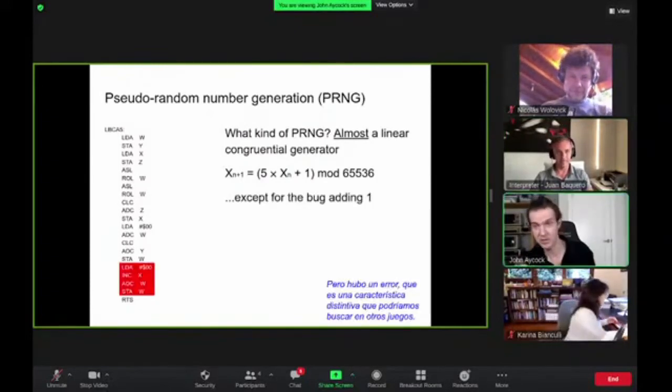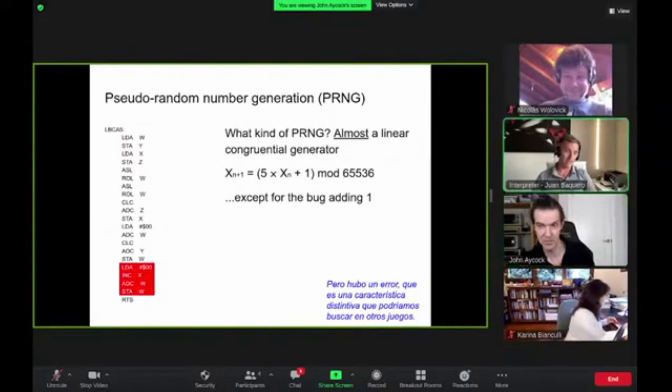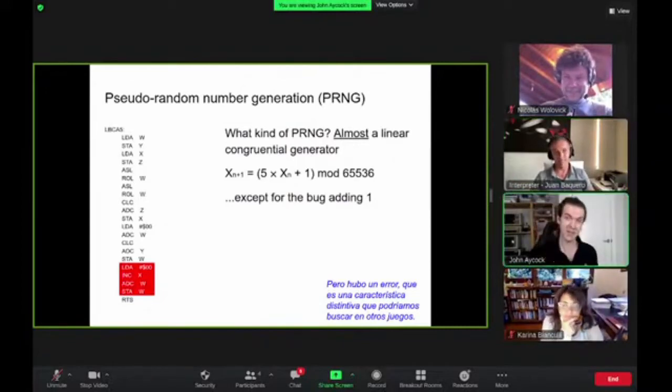Almost, except for the presence of a subtle bug in the assembly code. This bug now acts as a signature that we can use to find the same code in other games and gather empirical evidence of code reuse practices.